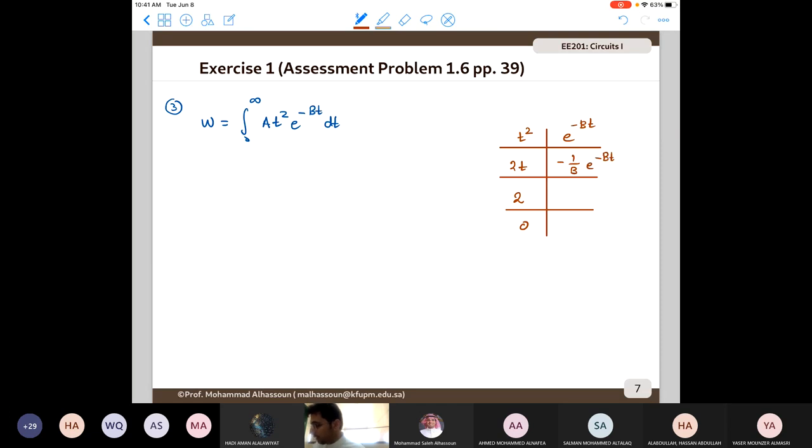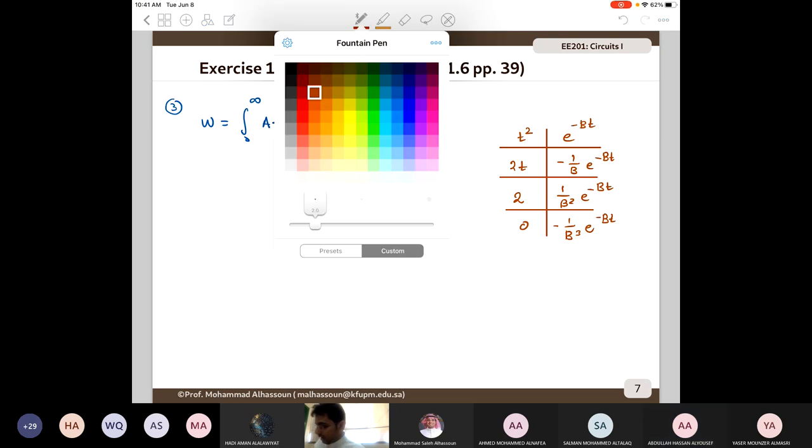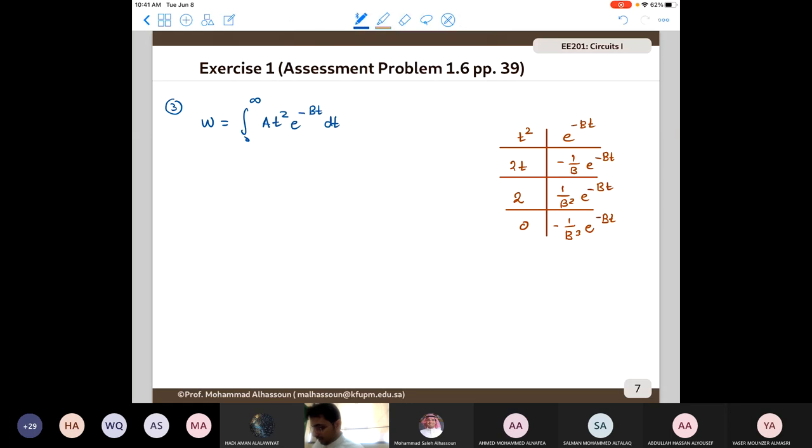I believe you're familiar with this technique, right? Yes. I think it's called the Tableau method or something. Tableau method, yes. Okay, so I'm just writing it down because I think your book did not use this technique.